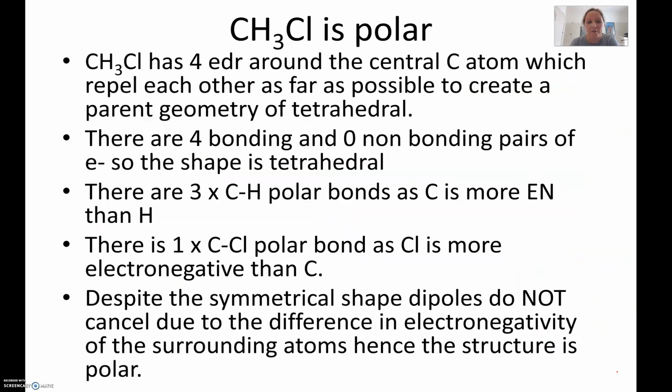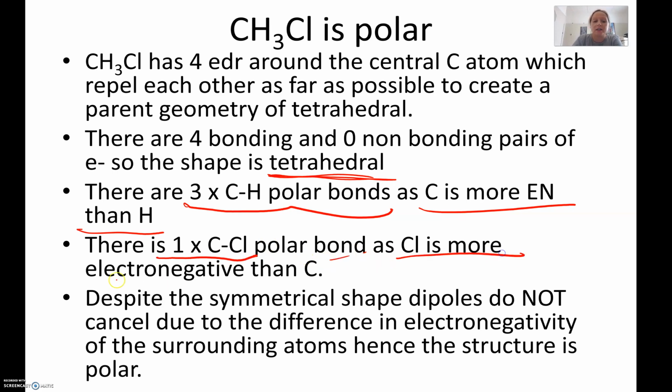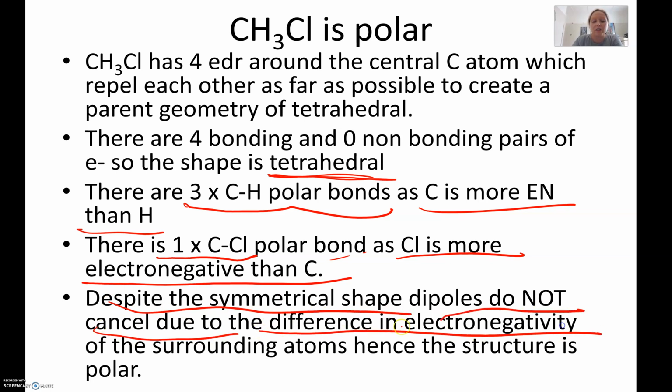So I've typed that out for you here. So this is me justifying the shape. So it's tetrahedral. I'm going to jump from here. So there are 3 CH polar bonds, as C is more electronegative than H. There's 1 CCl polar bond, as Cl is more electronegative than C. Despite the symmetrical shape, the dipoles do not cancel due to the difference in electronegativity of the surrounding atoms, and therefore the structure is polar. So I hope that makes sense.